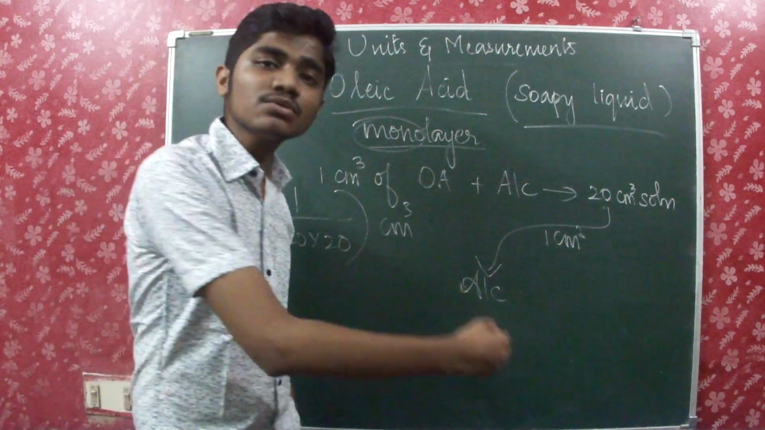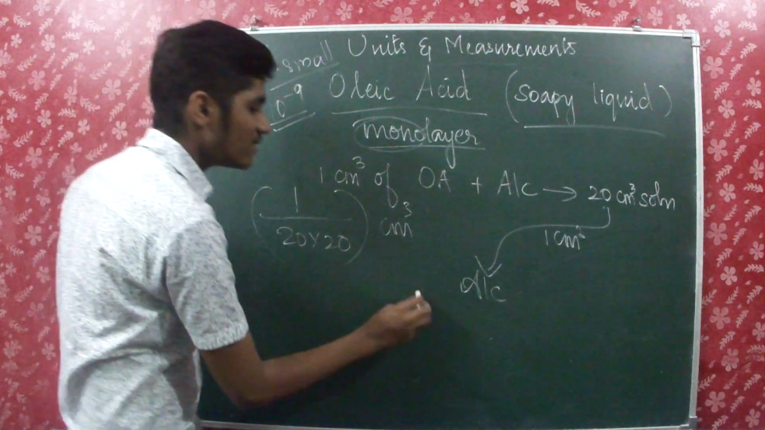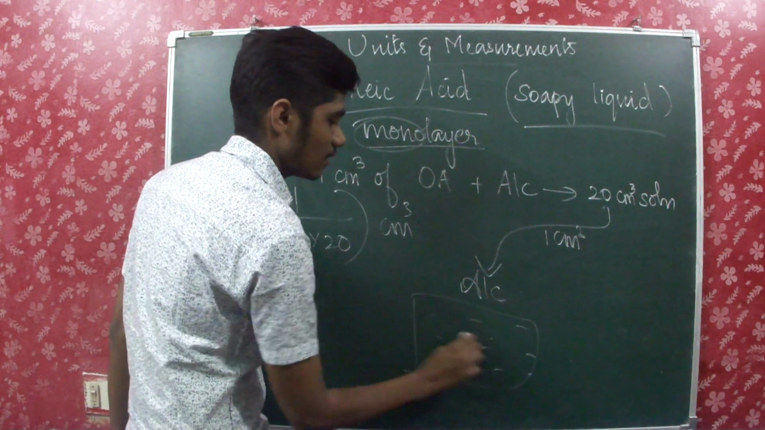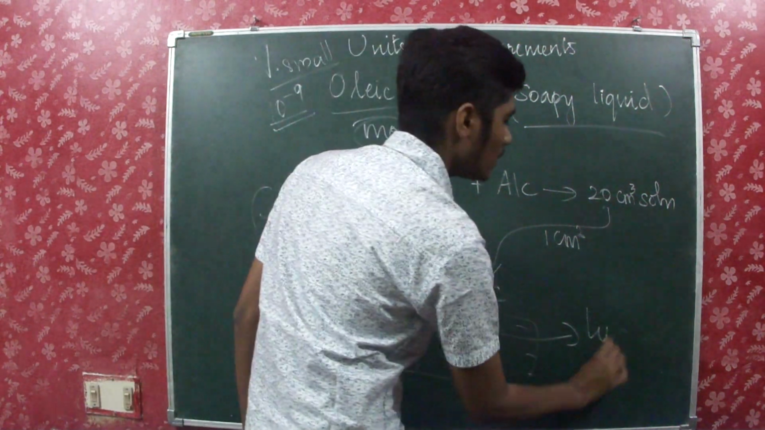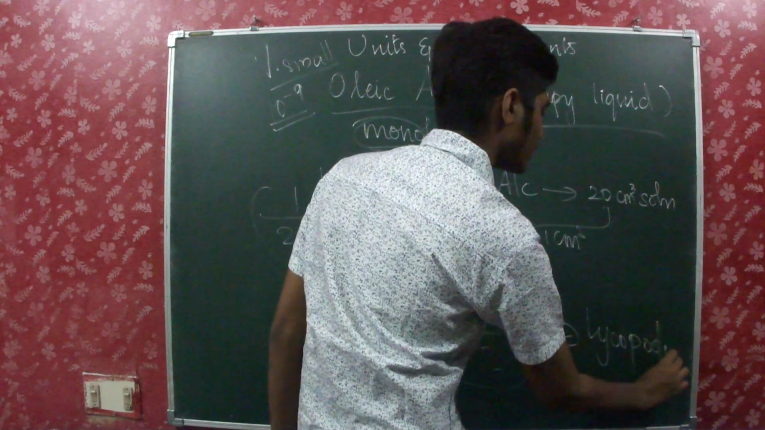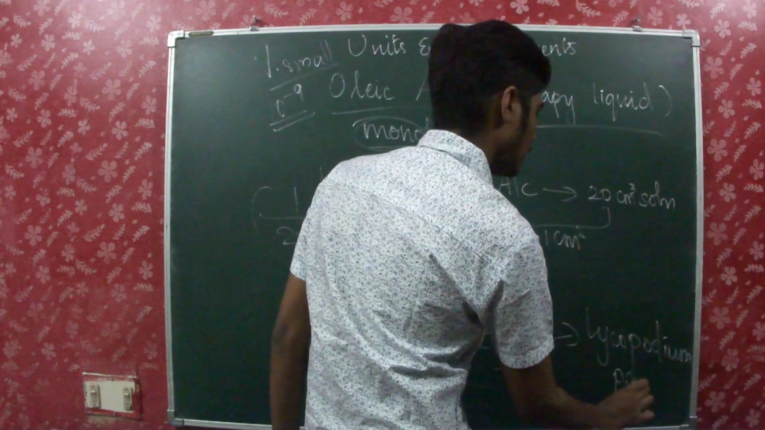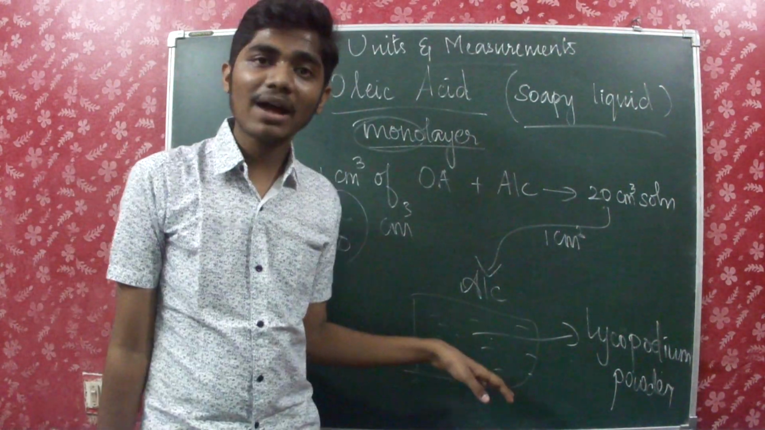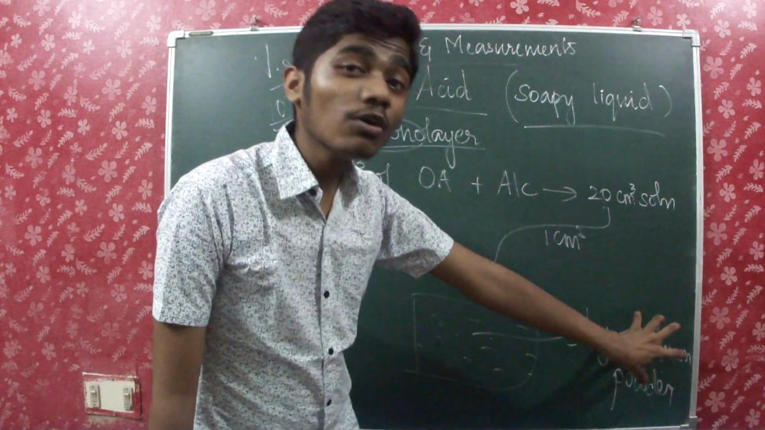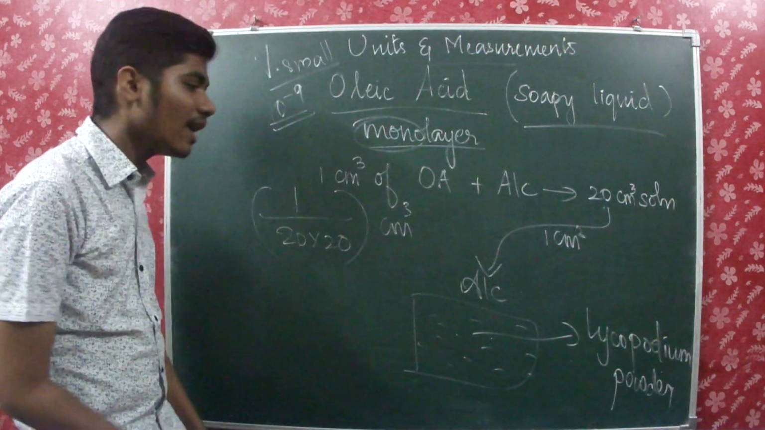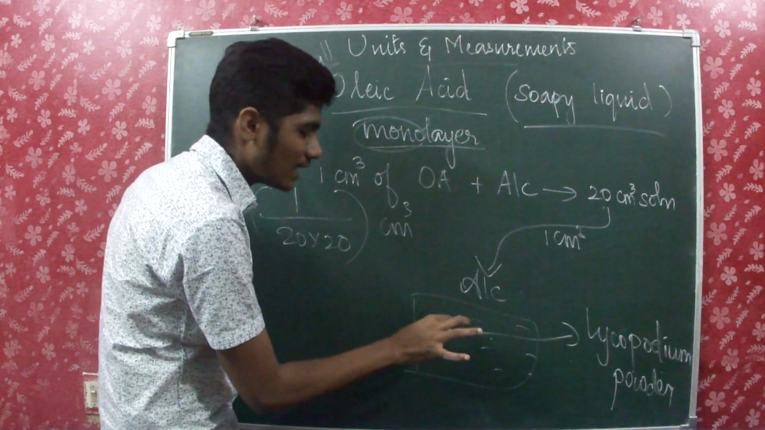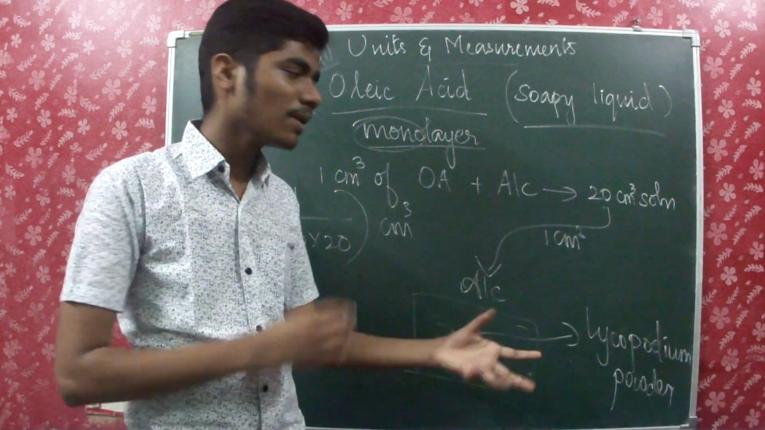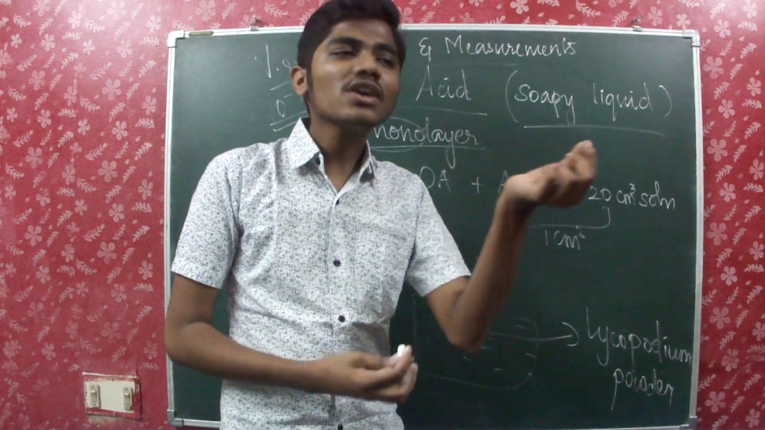So now next, I am going to have a surface of water, and I am adding lycopodium powder to the water. Then I am adding 1 drop of the solution which we got by mixing oleic acid and alcohol at last. So I am adding just 1 drop.